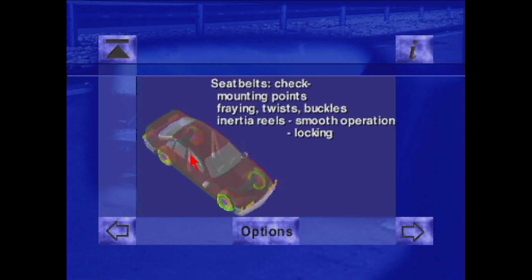Check that all seatbelt mounting points are securely fixed, that belts aren't frayed or twisted, that all buckles fasten and release easily, and that all inertia reels run smoothly and lock immediately when jerked.